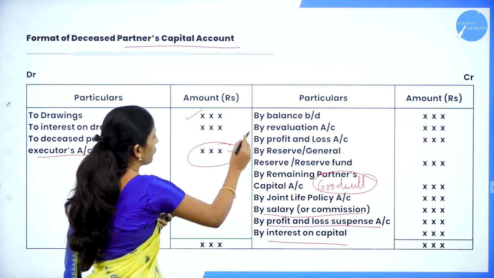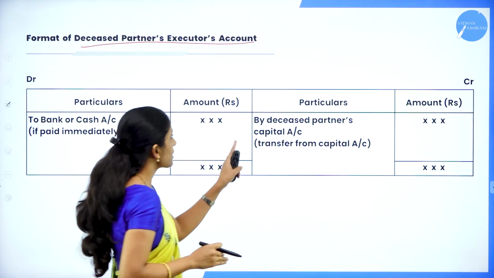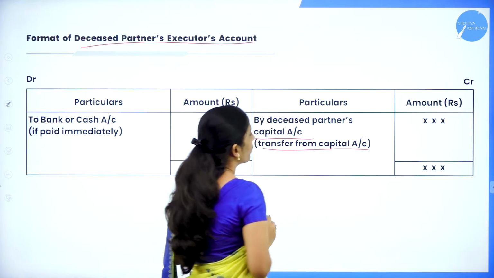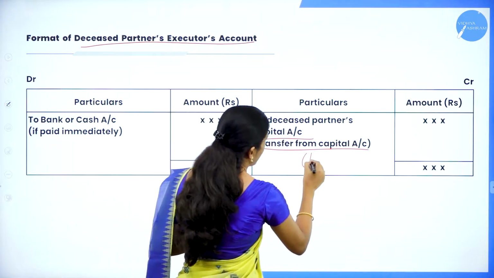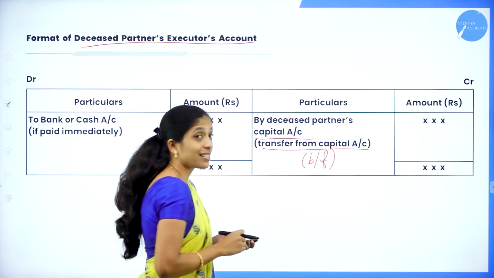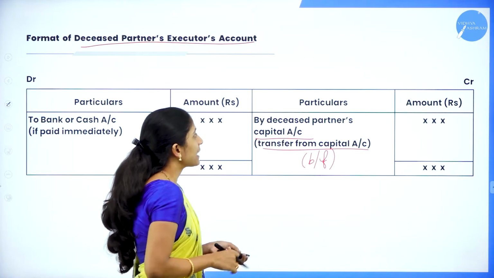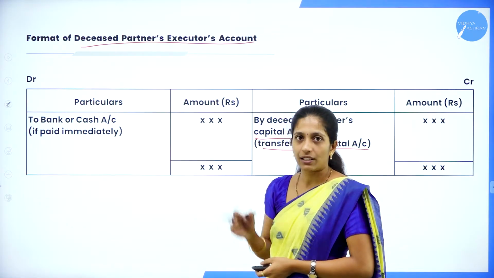Now this balancing figure has to be taken in the deceased partner's executor's account as by deceased partner's capital account, that is, transfer from capital account. So whatever the amount, this is the balancing figure of the deceased partner's capital account. That amount has to be taken as by deceased partner's capital account. So this is how they are going to make the payment.